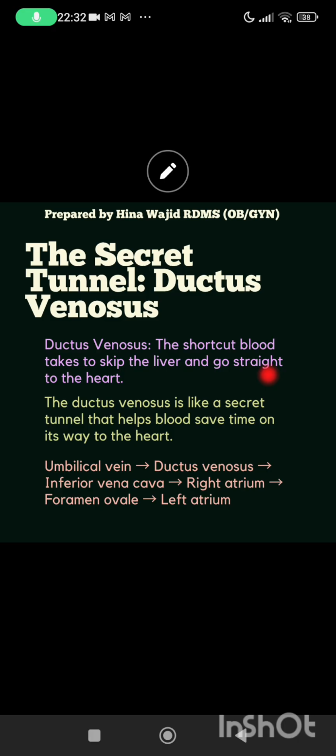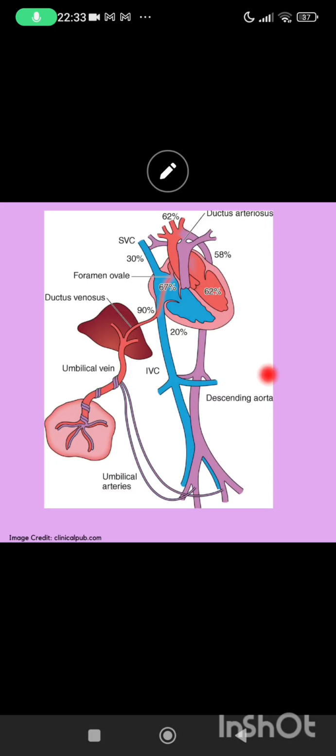Through ductus venosus, we bypass which organ? Liver. The liver. Yes, the liver to the heart. Yes, we bypass the liver and it is directly drained into the right atrium. Now, in the heart, we also need a shortcut, and that is the foramen ovale. So, we will discuss the foramen ovale story as well.